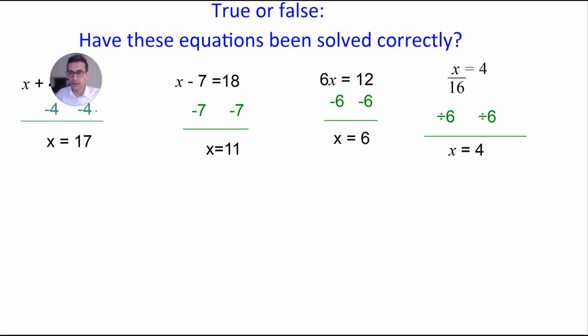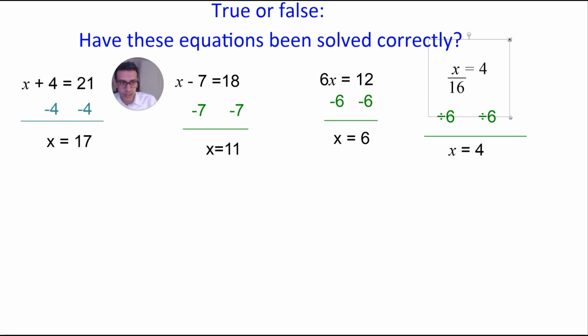Right, so see if you can spot the mistake with these 4 questions, if there are any. Pause the video. Okay, so going through these one by one, these would all be called one-step equations because you can solve them in one step. So for question 1, here we can see we have taken away 4 from both sides. So this is correct. There's no mistakes with this one.